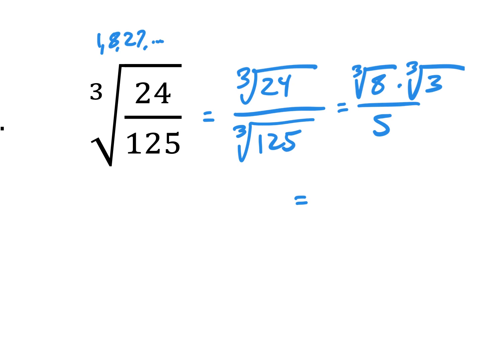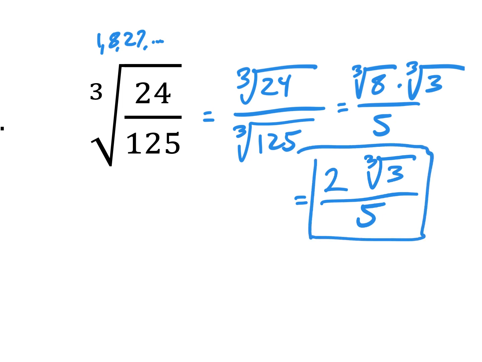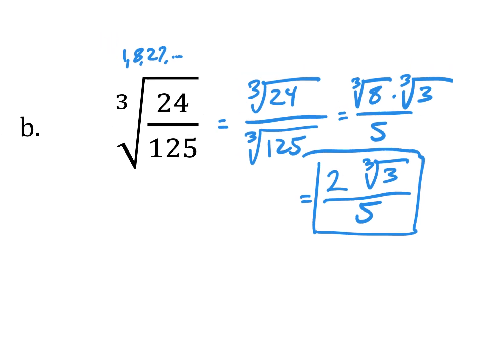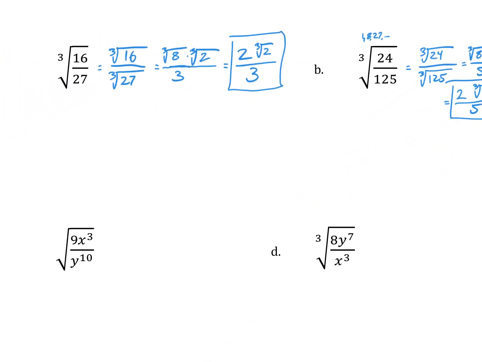We can simplify the cube root of 8. The cube root of 8 is 2. The cube root of 3, we don't know. It's a decimal number. And 5 stays the same. Okay? If you can simplify these, then go ahead and do that, but you can't. All right. Again, you need to ask yourself, can you simplify these first?